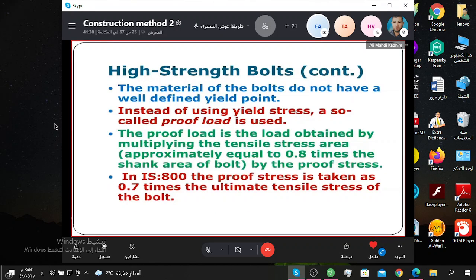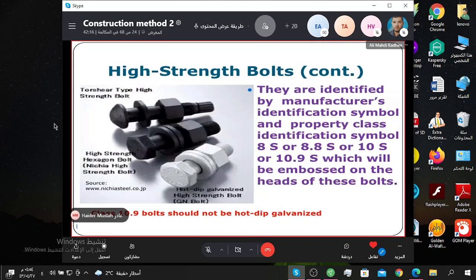High strength bolt. The material of the bolt does not have a well-defined yield point. Instead of using yield stress, a so-called proof load is used. The proof load is obtained by multiplying the tensile stress area, approximately equal to 0.8 times the shank area of the bolt, by the proof stress. In IS 800, the proof stress is taken as 0.7 times the ultimate tensile stress of the bolt. High strength bolt. The figure is shown.